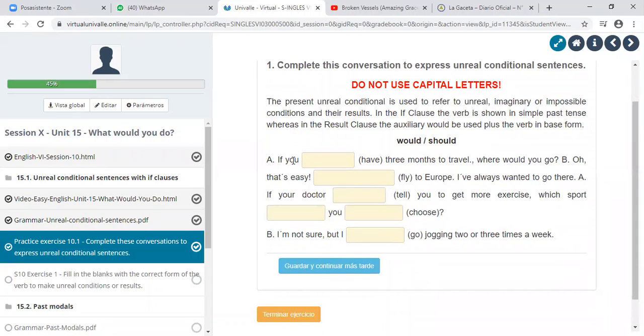Okay? A. If you had 3 months to travel, where would you go? In this case, we already have the unreal conditional sentence in interrogative. Okay, we already have it in here, so we just changed the verb into simple past in here. Okay. If you had 3 months to travel, where would you go?